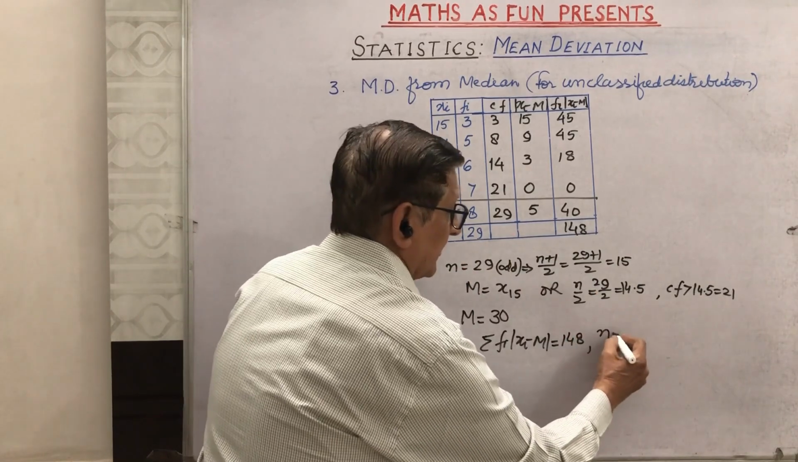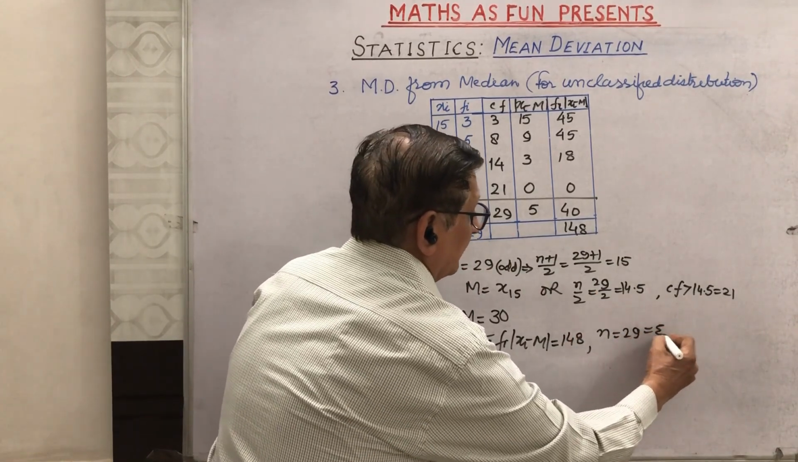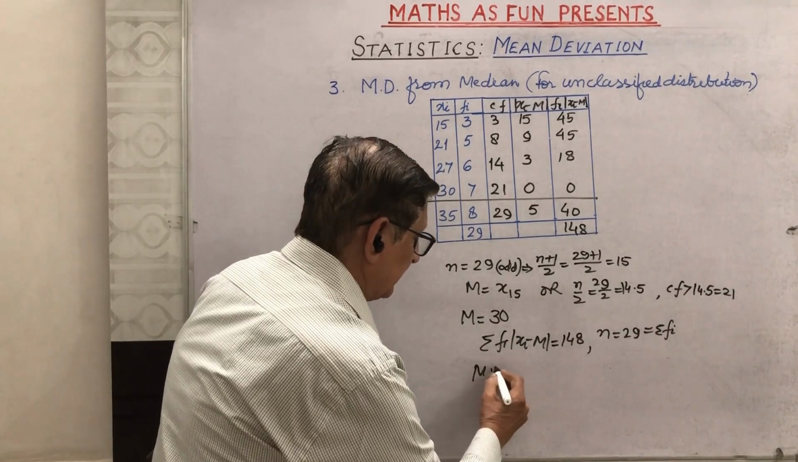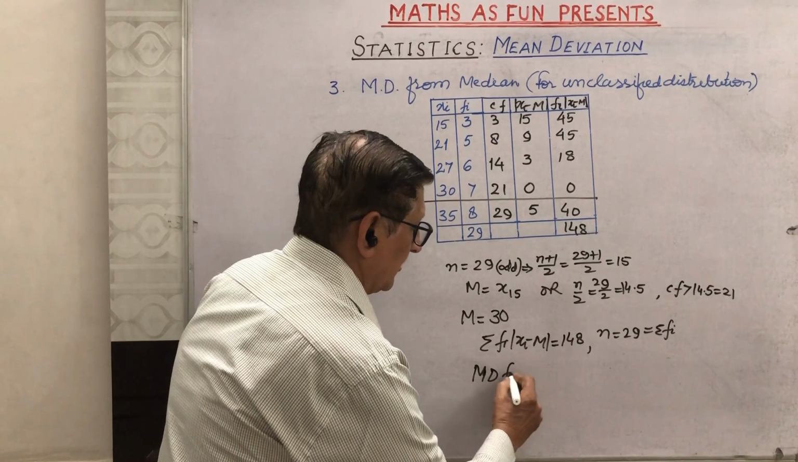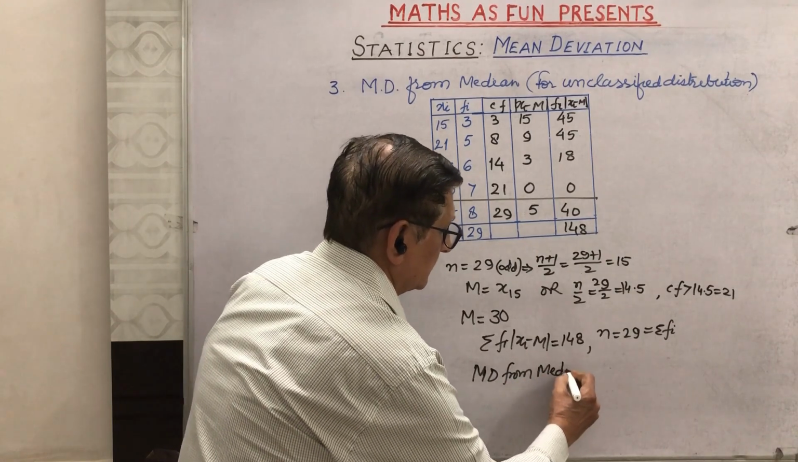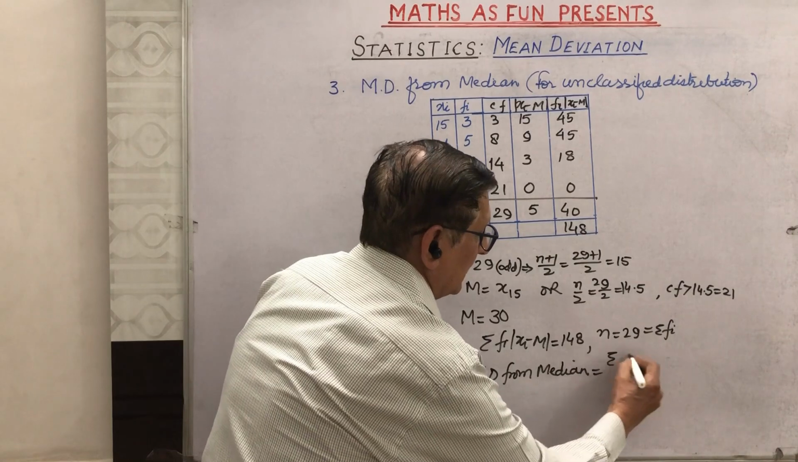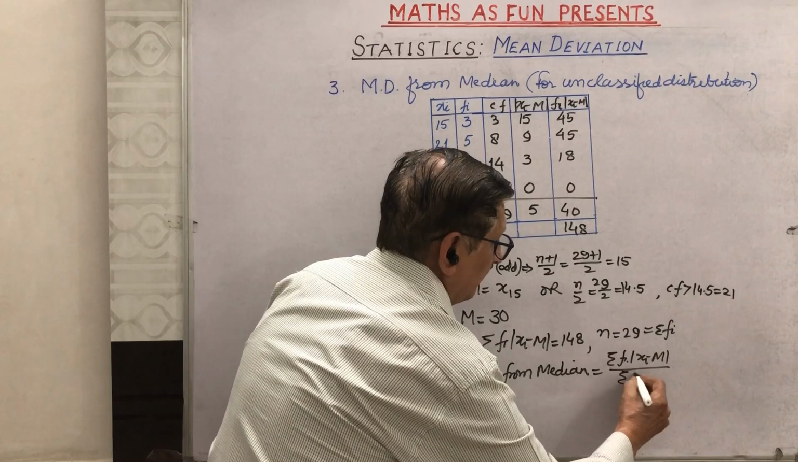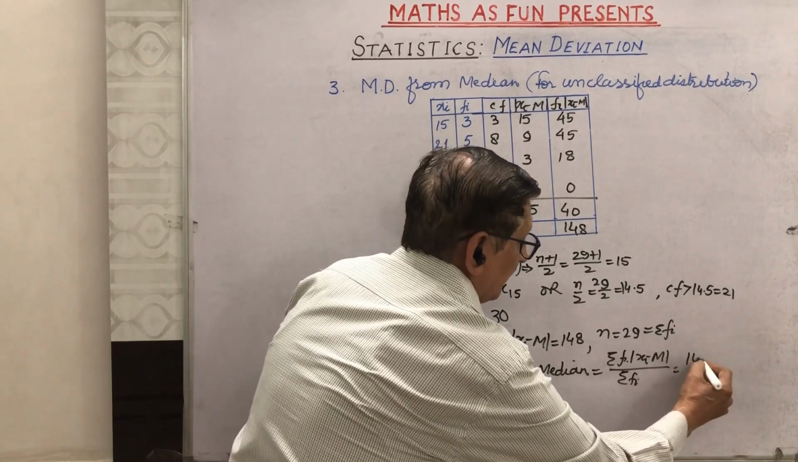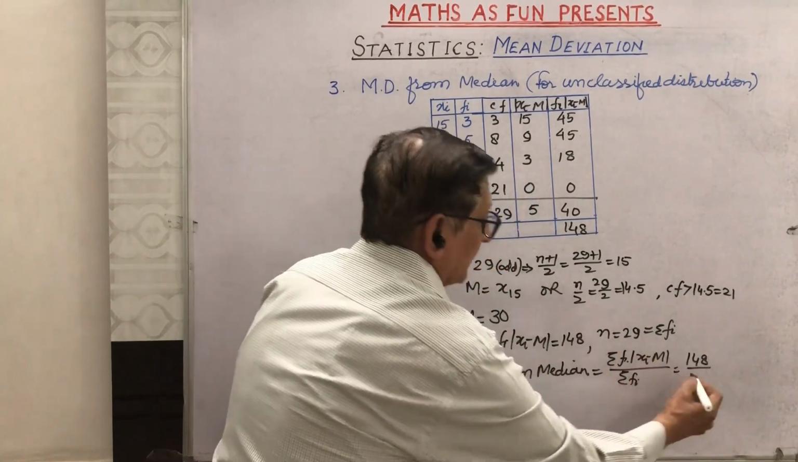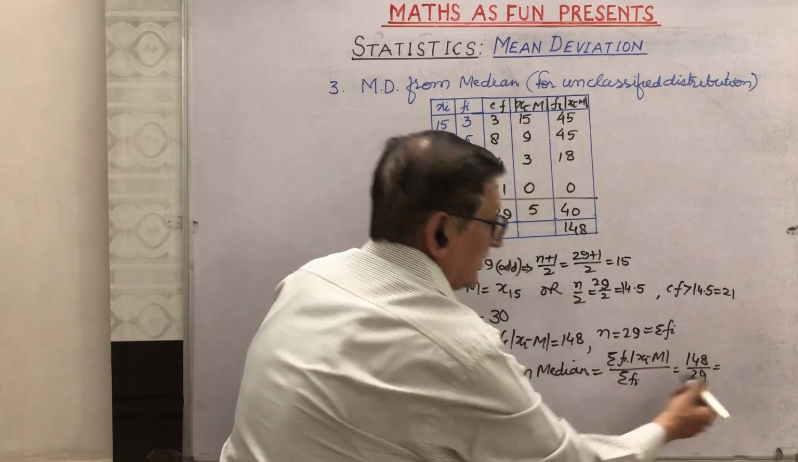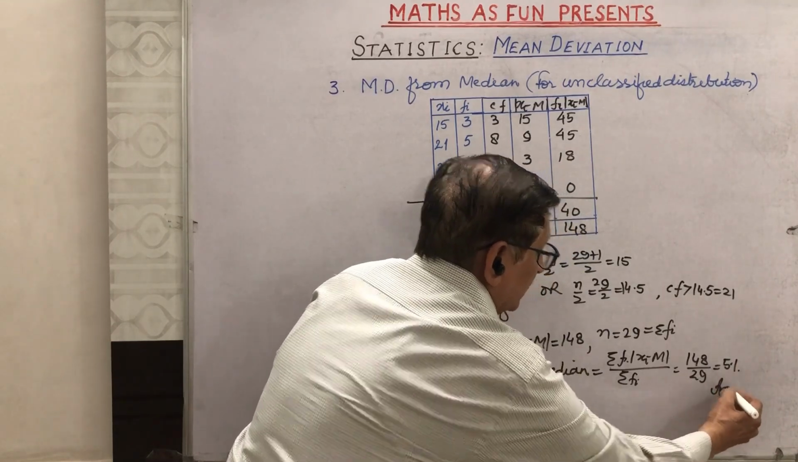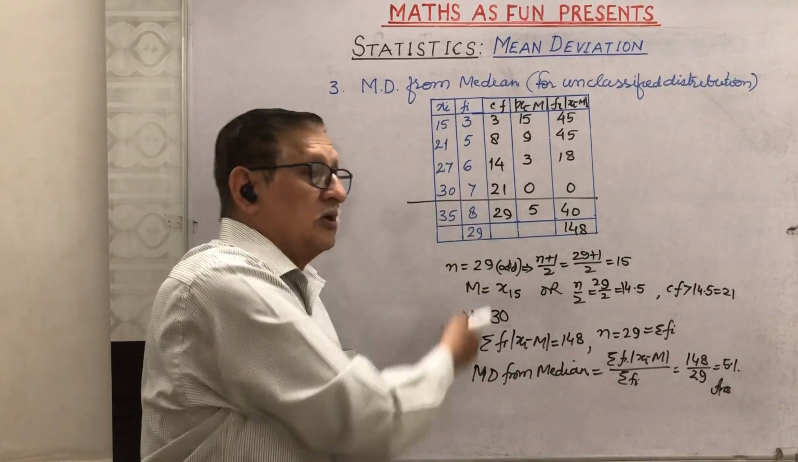Whereas n is 29, that is the sum of frequencies. And hence we can say that the mean deviation from median will be sigma fi into modulus of xi minus m upon sigma fi, which comes as 148 divided by 29. If we divide it, this gives us approximately 5.1, which is the mean deviation of this particular problem.